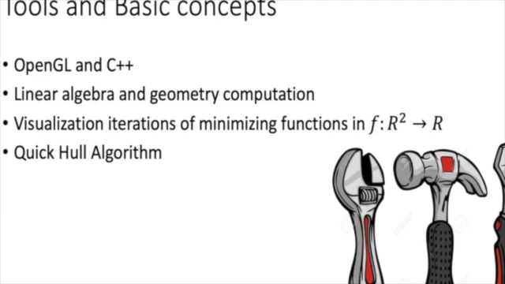Let's talk about the tools and basic concepts. The tools I will use are OpenGL and C++. OpenGL is the famous old 3D graphics API, and C++ is a programming language. I will also use linear algebra and geometry computation knowledge for my project. Next I will visualize the iteration of minimizing a function from two dimensions to one dimension. And then I will talk about the QHOP algorithm.